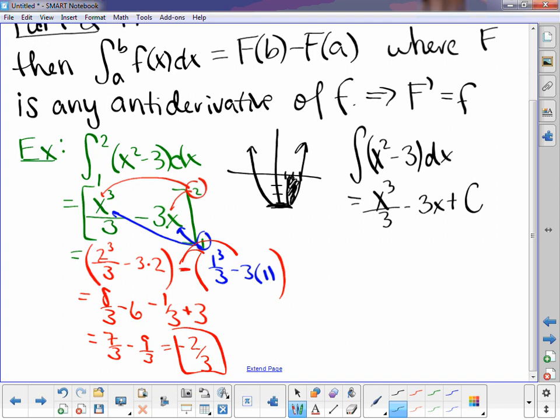Why are you finding the area from 1 to 3 and 1 to 2? Because I meant 1 to 2. Oh, thank you. That does say 1 to 2, doesn't it? So pretend. Yes. Thank you.